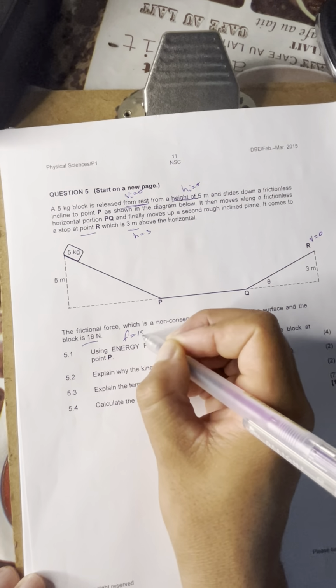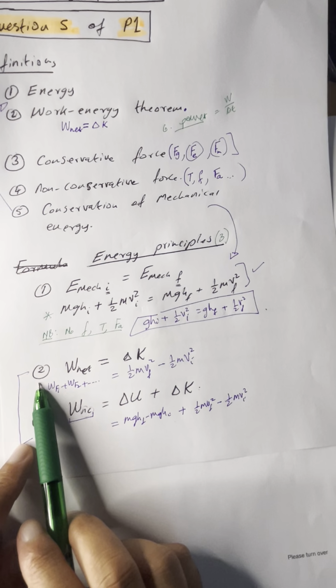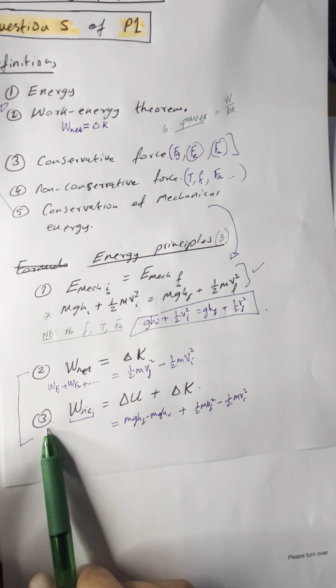Energy principle number 1 is applicable when there's no frictional force, applied force or tension. Energy principle number 2, work energy theorem, and energy principle number 3. These are the energy principles. You will not be allowed to use any other thing. So let's go through this question. To calculate the speed of the block at point P.